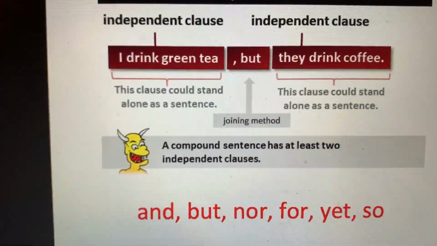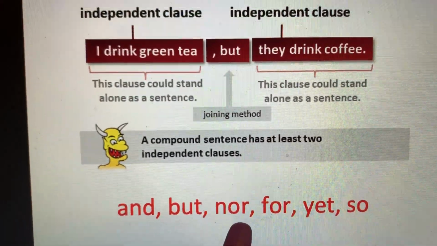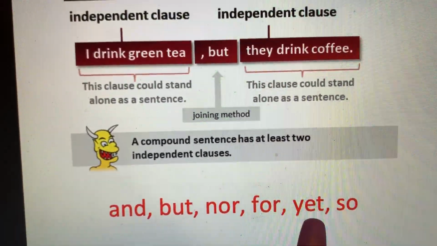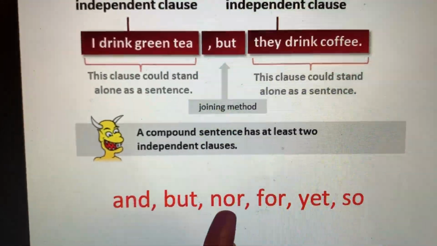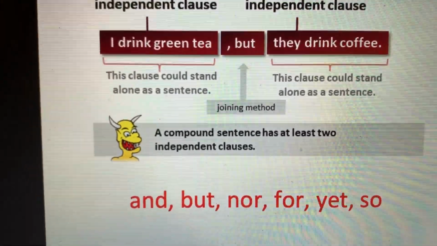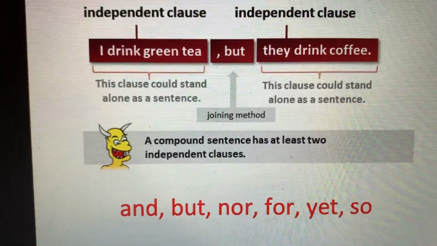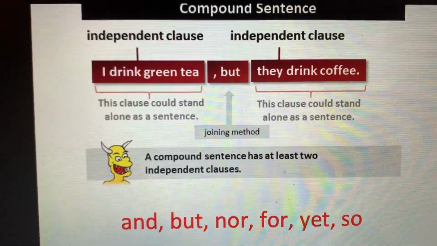So some common joining methods are the words and, but, nor, for, yet, and so. Okay? Again, and, but, nor, for, yet, and so. These words help combine the two independent clauses to make them a compound sentence.